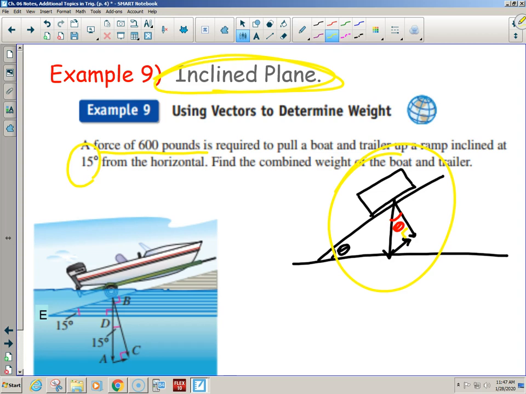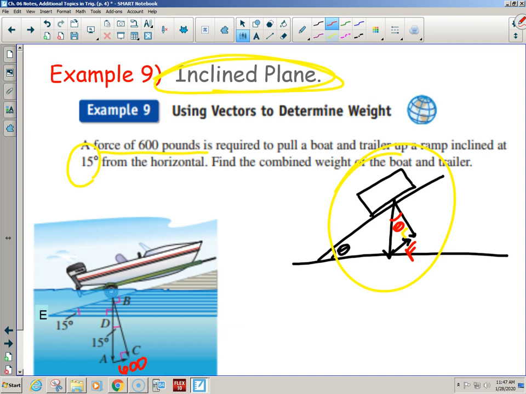Well, I know the little line at the very bottom is 600 pounds, because 600 pounds is talking about the pulling, right? And the pulling would be parallel to the slope. So this one is our force to pull. So 600 pounds, that's our force to pull. In this picture, we can label that with 600 pounds. That would be this little guy. And then we can do sine.